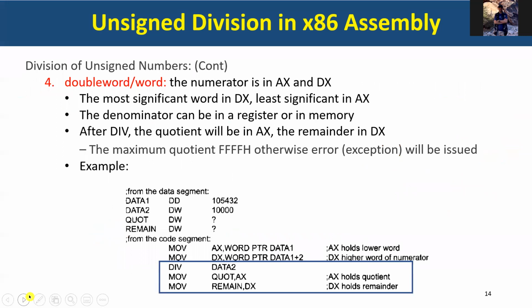The final type of division is when you divide a double word variable over a word. Double word means more than 16 bits. We need here two words, 32 bits basically. So the numerator here now will be in AX and DX together.